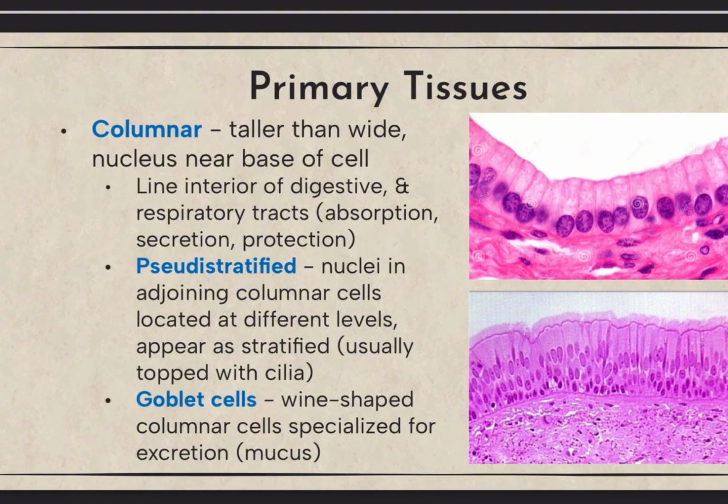And then we have our pseudostratified, where the nuclei of the columnar cells are located at different levels, and it appears as stratified, usually topped with cilia for movement. And then finally, our goblet cells, and these are like wine-glass-shaped columnar cells, but they're specialized for excretion of mucus.